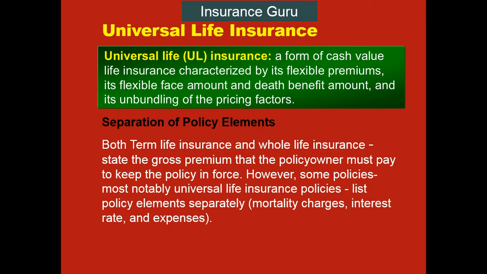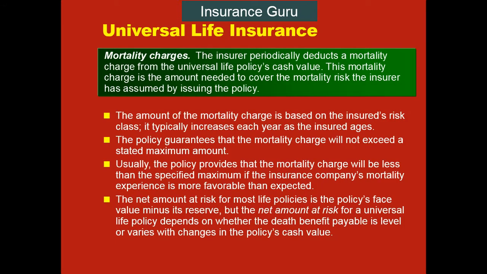Universal life insurance is a form of cash value life insurance characterized by its flexible premium, its flexible face amount and death benefit amount, and its unbundling of the pricing factors. There is some separation of policy elements, like mortality charge. You can read all after pausing the video. What is mortality charge? It is the amount needed to cover the mortality risk the insurer has assumed by issuing the policy.